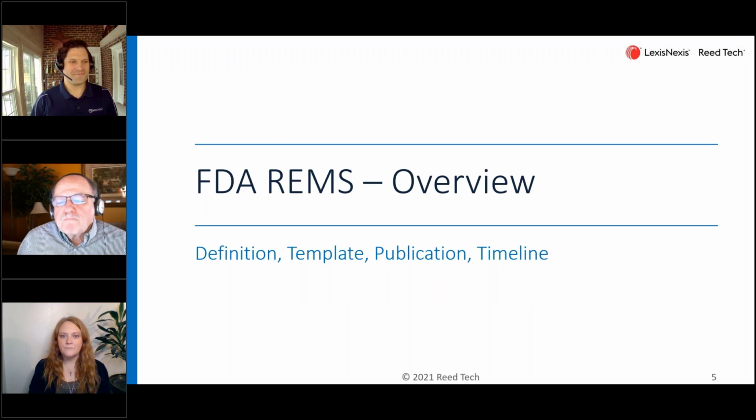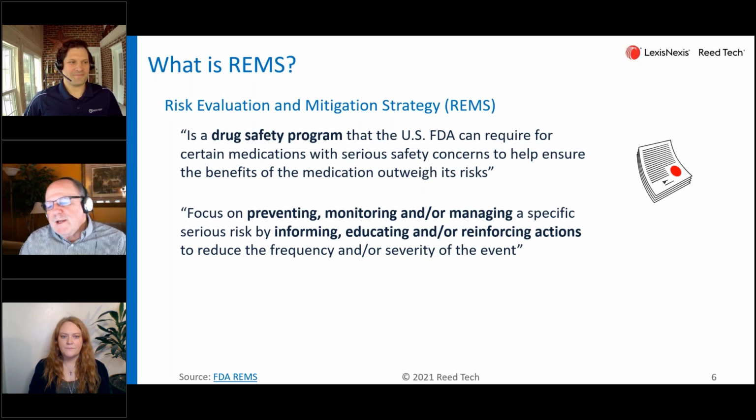Sounds great. All right, so a quick overview, recap of what REMS is. Not too creative here, but I went to the FDA website and decided to borrow their particular definition. So we have a drug safety program that the US FDA can require for certain medications with serious safety concerns to help ensure the benefits of the medication outweigh the risks. So basically, these are drugs that are kind of on the borderline. They have some very desirable benefits, and yet they also have some undesirable risk.